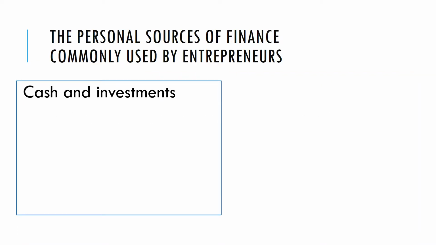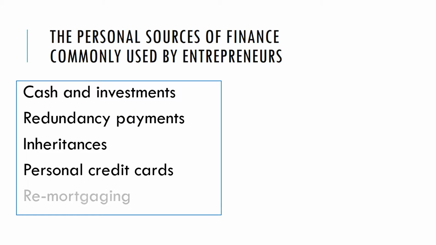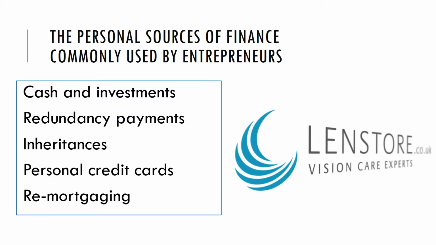Typically, entrepreneurs might source this from cash savings they have or investments they've made previously. Perhaps if they've been made redundant, many entrepreneurs use that as an opportunity to set up a business. Inheritances, personal credit cards, or maybe taking out a big loan against their house and then using that money to start a business. For example, the entrepreneur who set up this business used earnings they'd received from a previous job as a management consultant to start their startup.